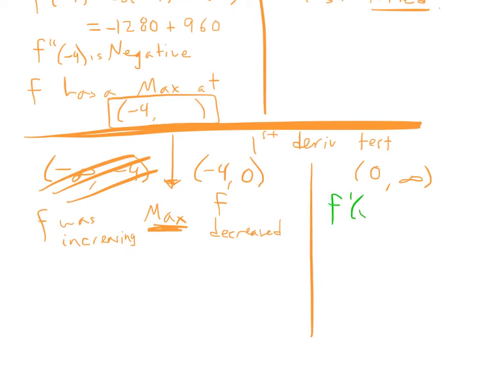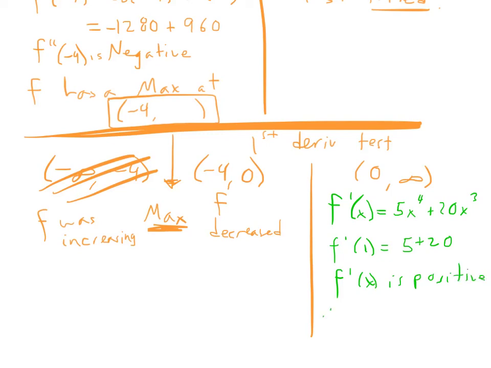So first of all, remember what the first derivative is. The first derivative of this thing is, this was 5x to the fourth plus 20x cubed. And so if I pick a number like 1, f prime of 1, that gives me 5 plus 20. My first derivative is positive. Therefore, f of x is increasing here.